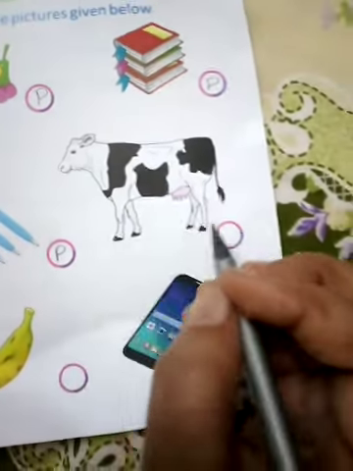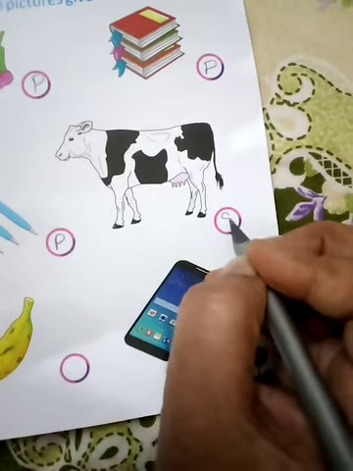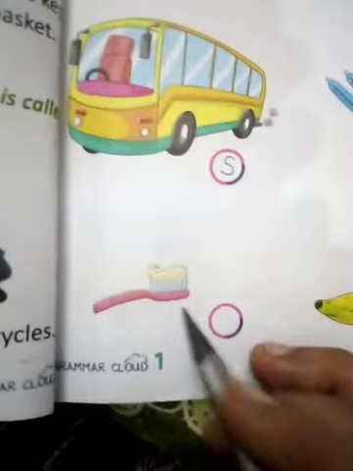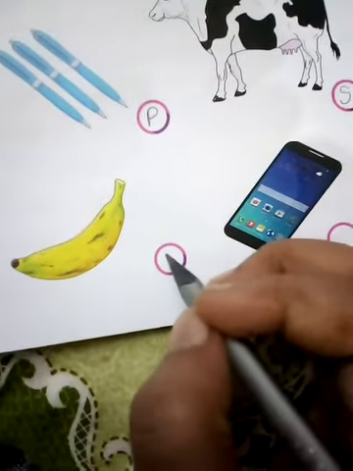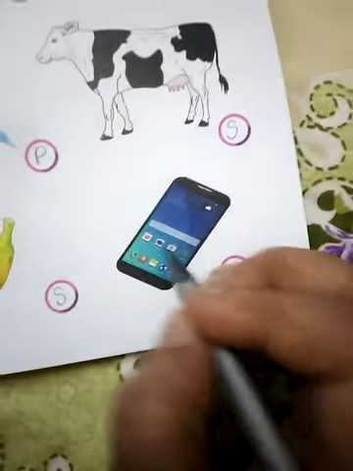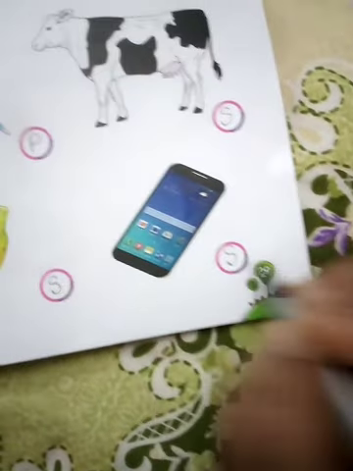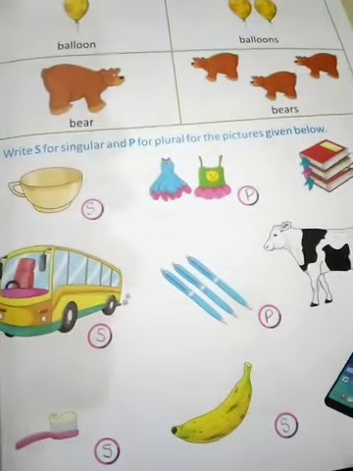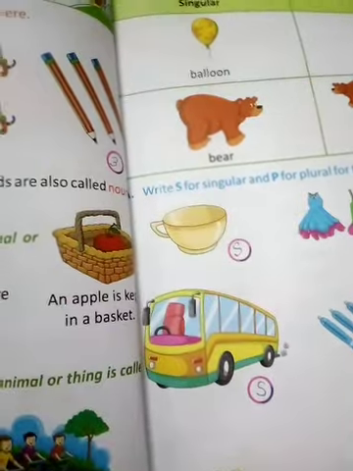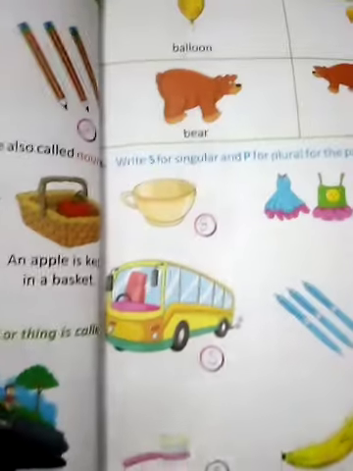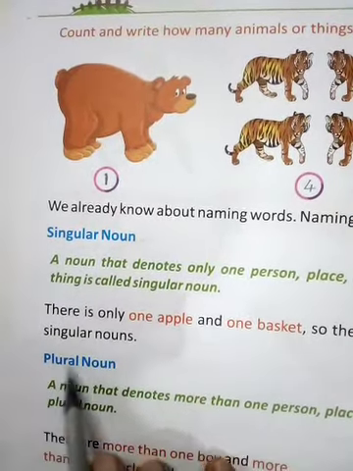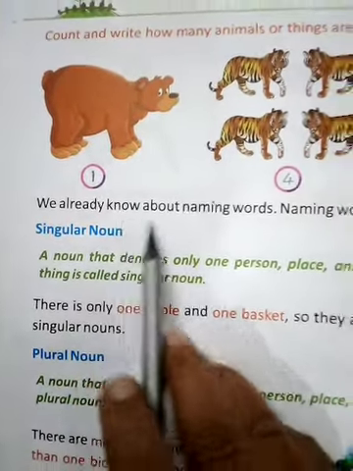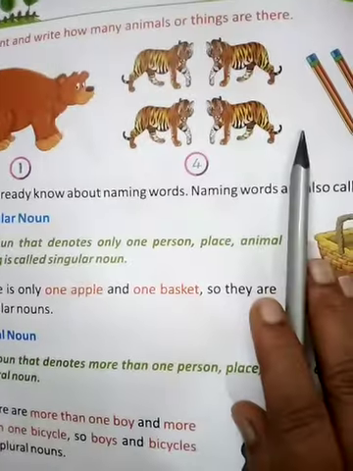1 cow, singular. 1 brush, singular. 1 banana, singular. 1 mobile phone, singular. So children, I hope you understand what is one and what is many, meaning singular and plural nouns. Singular noun means one and plural noun means more than one.